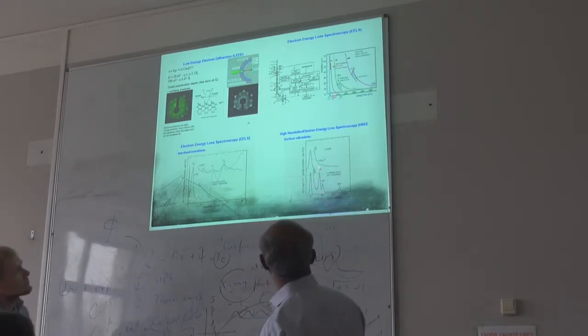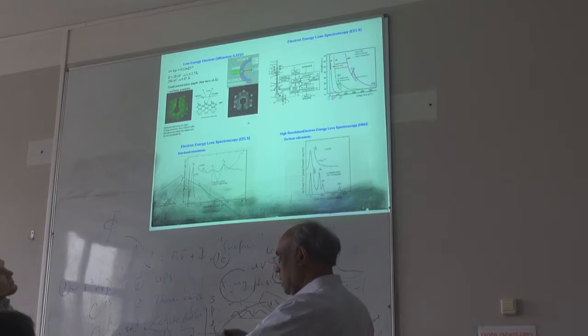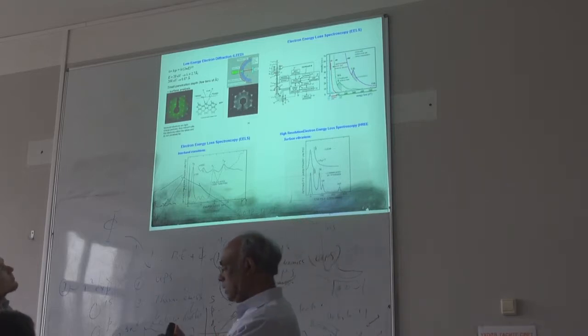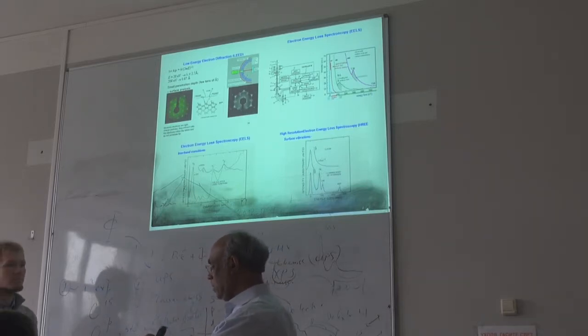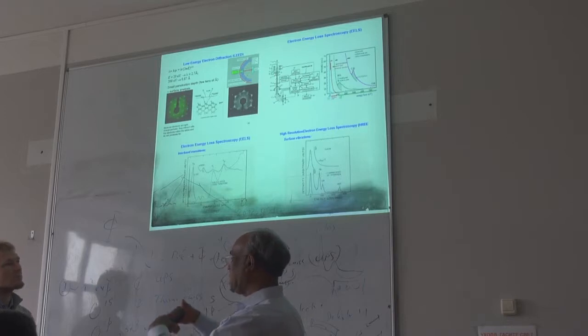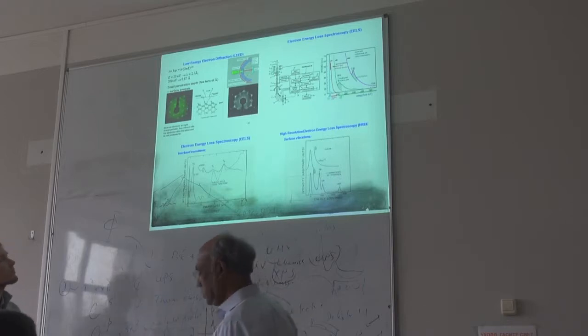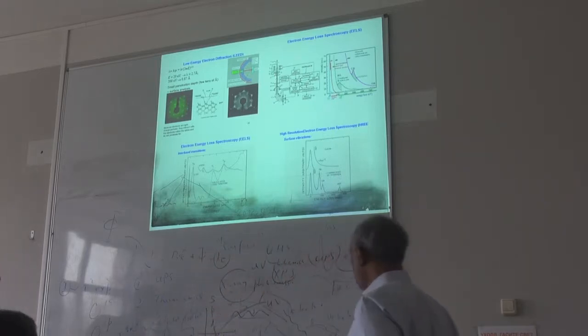This is low energy, you can see what is happening on the surface, not in the bulk. So bulk requires large energy loss. Surface requires only small energy loss. Okay, so I think I'll stop here.